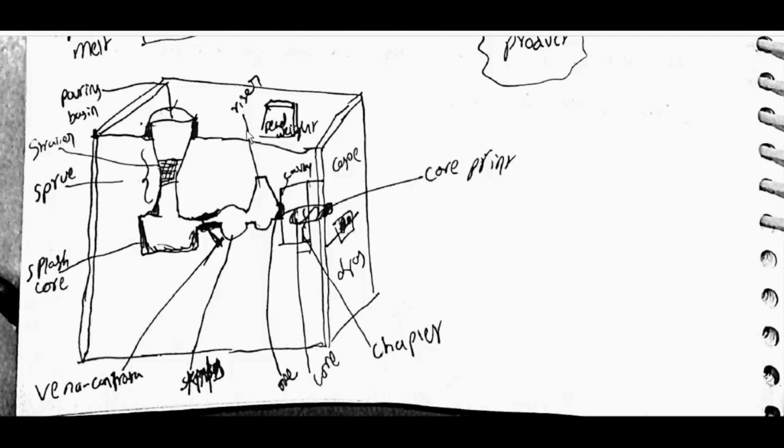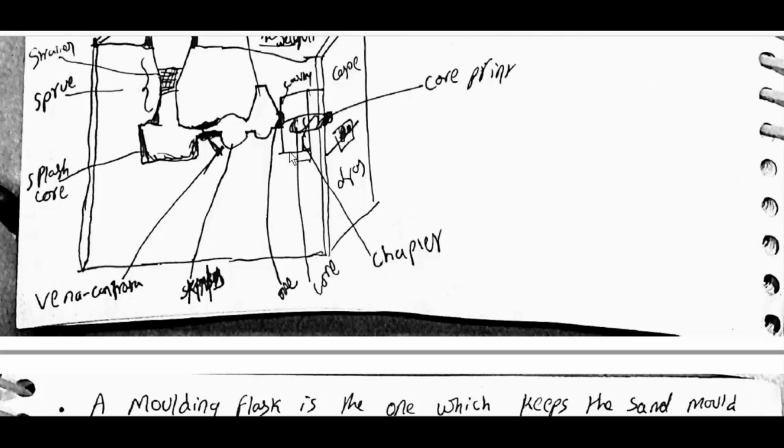Riser. This is the riser. Cavity. Chaplet core. Core print. Core print. Cavity, where the cavity is required.